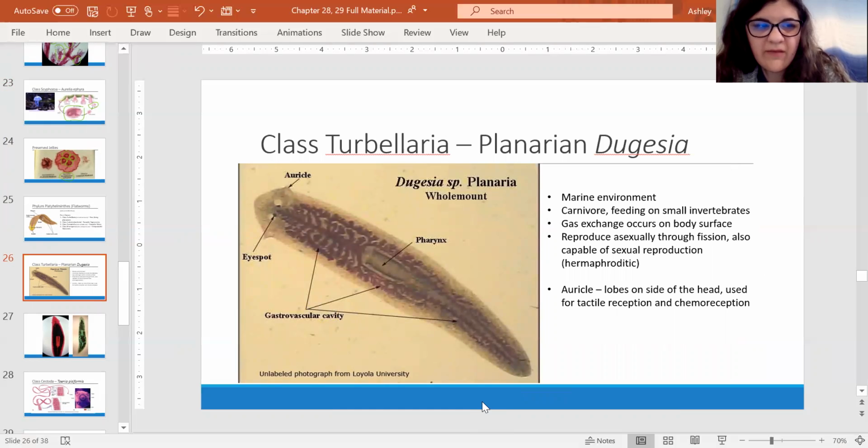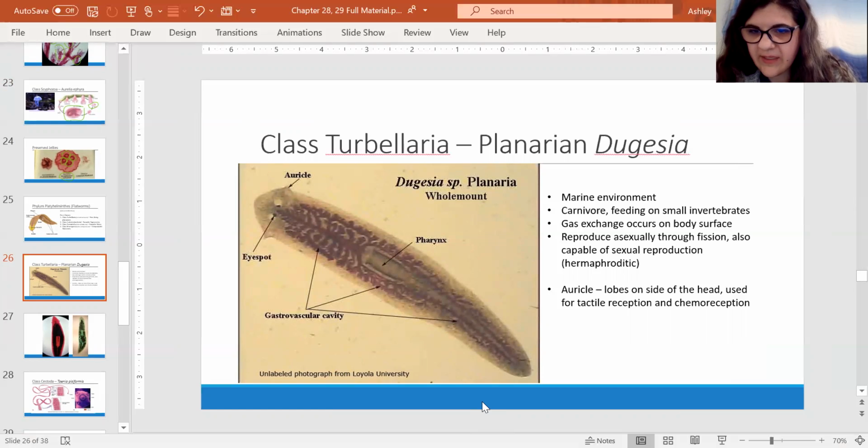The first one, the free-living Planarians, we have Dugesia is our Planarian that you can tell it looks very similar to what we saw in lecture, with the gastrovascular cavity very apparent under a microscope, the pharynx region, along with the eye spots and auricles. Those are all key indicators of the Planarian.